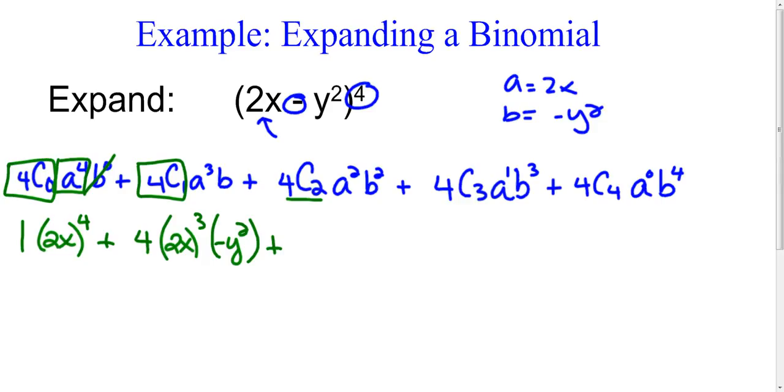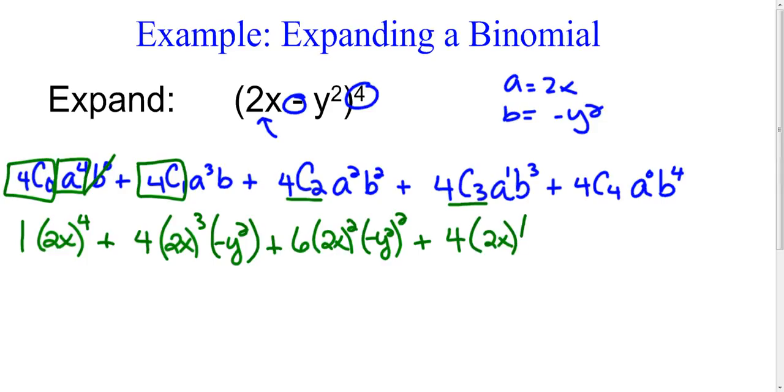4c2 is 6. A is 2x, which I have to square. B is negative y squared, which I have to square. 4c3 is 4. A is 2x. B is negative y squared, which I have to cube. 4c4 is 1. A to the 0, I don't need. Anything to the 0 power is 1. And then b to the 4th would be negative y squared to the 4th power.